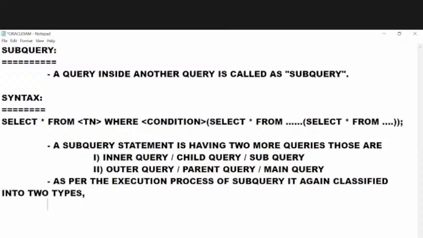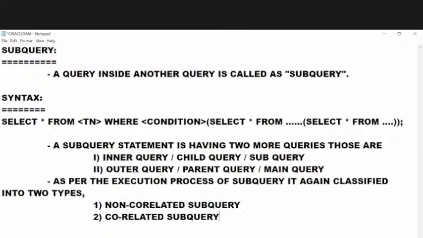The first one is called non-correlated subquery. The second one is correlated subquery. So as per the execution process of subquery, it is classified into two types: one is non-correlated, one is correlated.